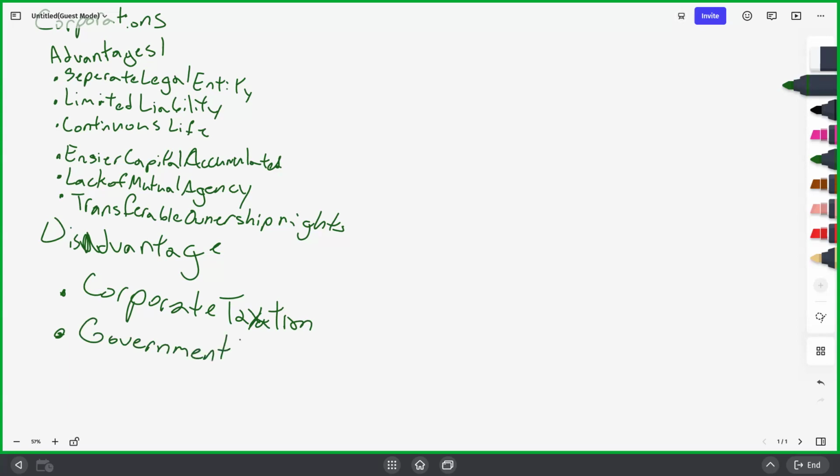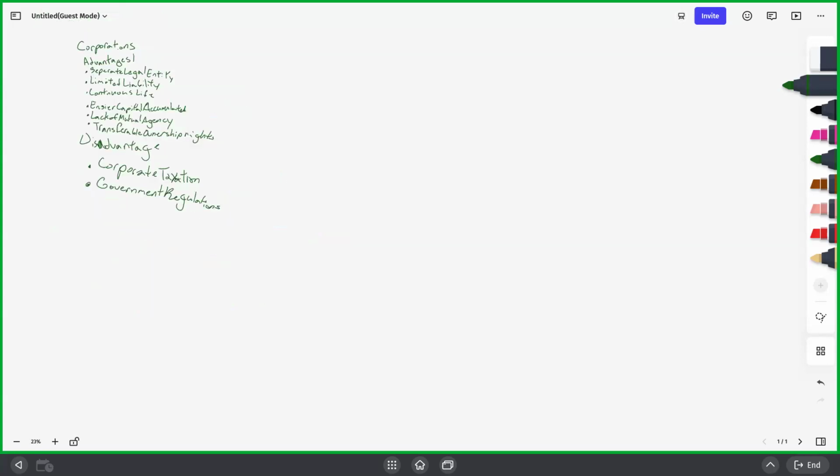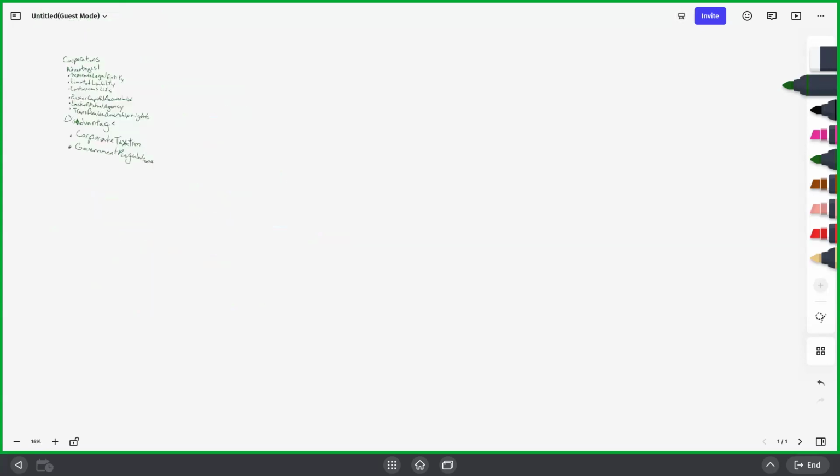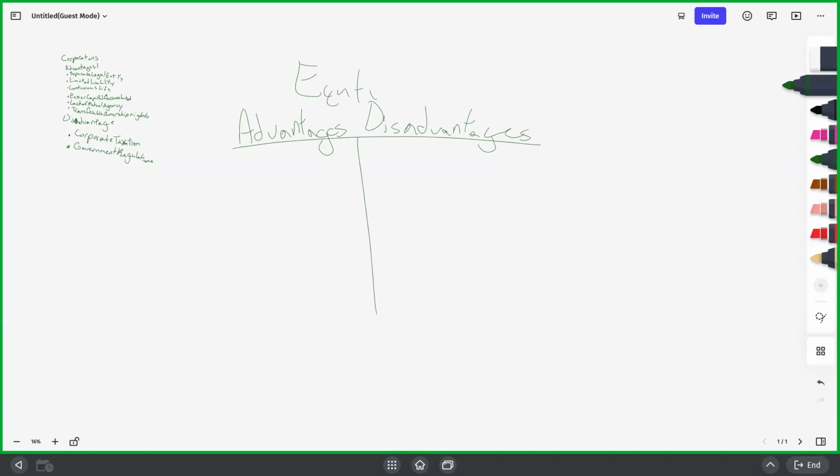All right. So now that we have that, let's run through the advantages and disadvantages of issuing equity. So we got two advantages of issuing equity. So that's going to actually be a disadvantage, but I'll put that over here.